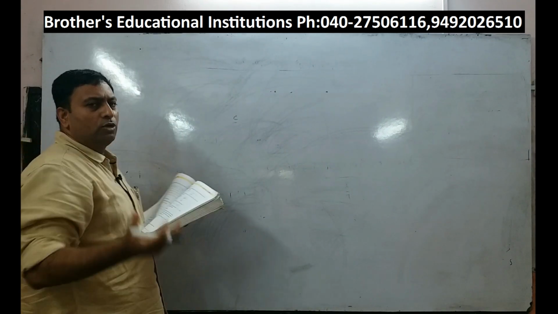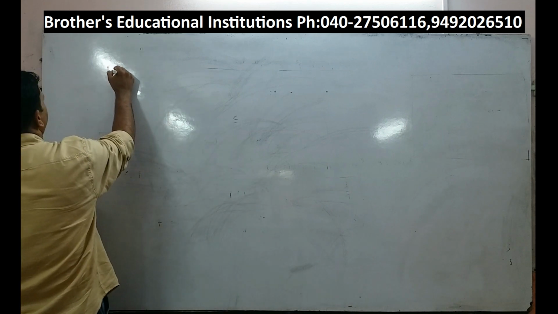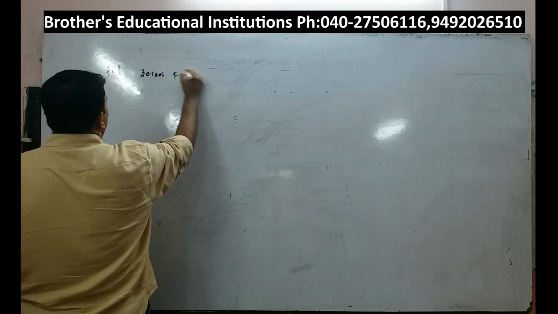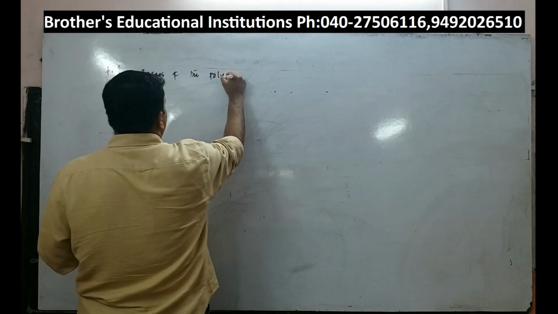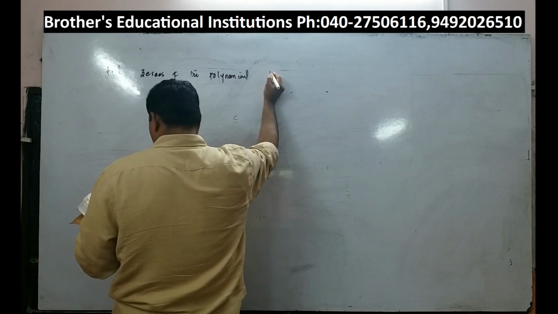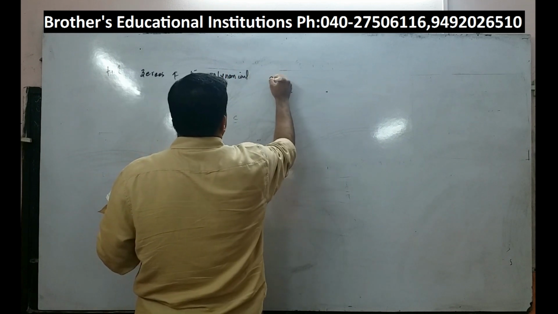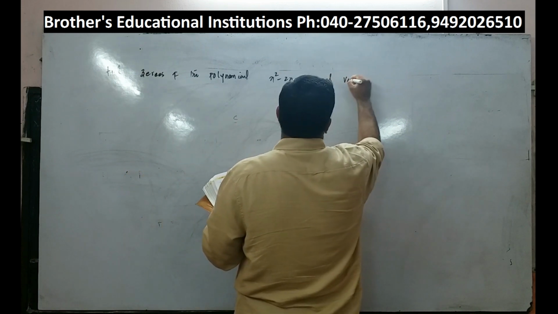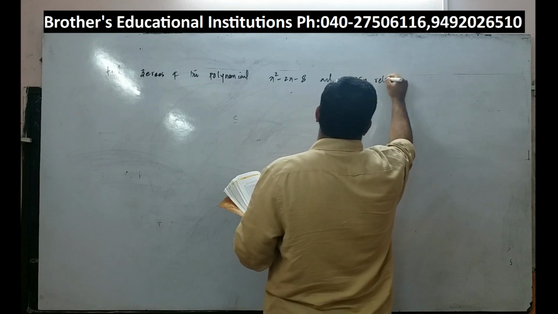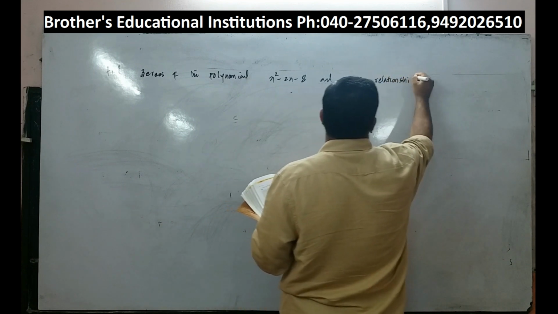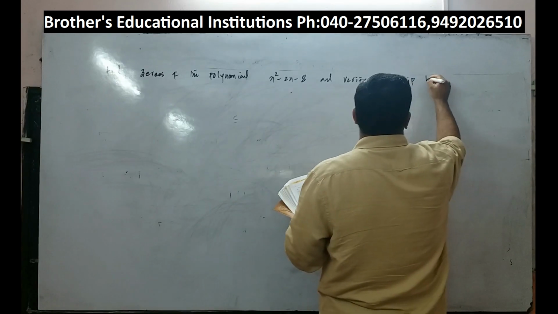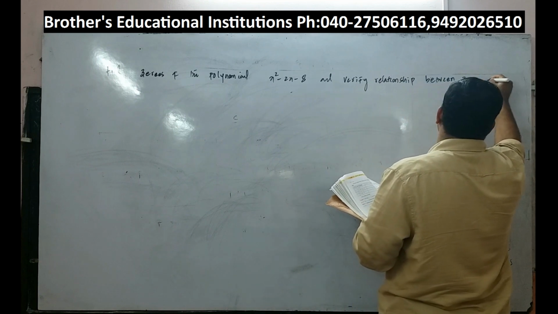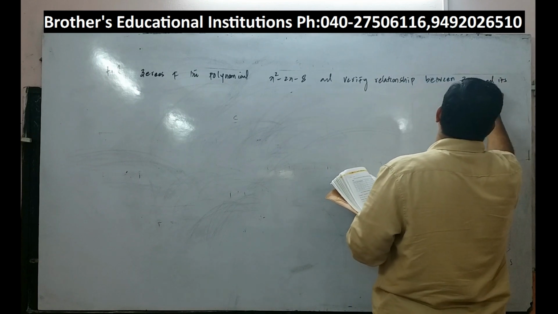Yes children, we will do numericals now. Find the zeros of the polynomial x square minus 2x minus 8 and verify the relationship between zeros and its coefficients.